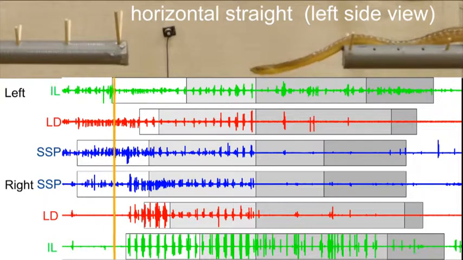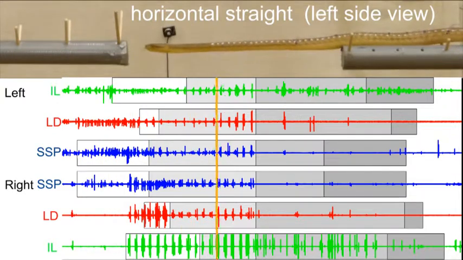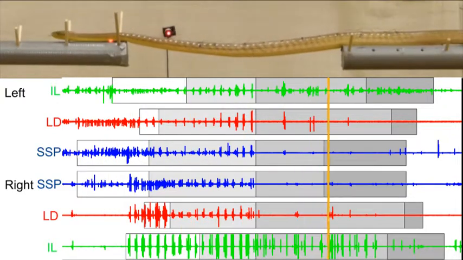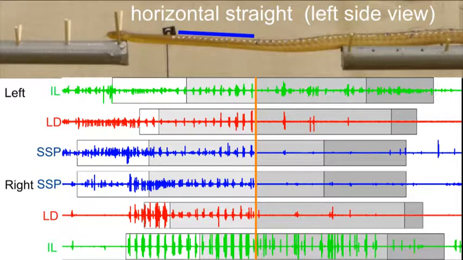During straight horizontal trajectories, all three muscles on both sides were very active when they entered the gap. As shown here, when the head touches the destination, activity of the more dorsal muscles nearly ceases, but activity of the ventrally located iliocostalis continues.